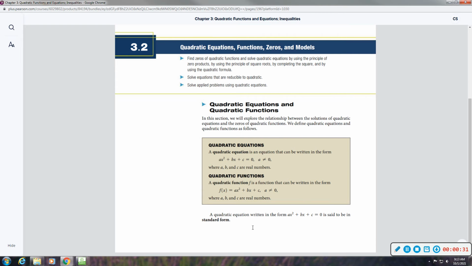Okay, so we call standard form ax squared plus bx plus c equals 0. A, b, and c will be numbers. X will be your variable. A cannot be 0.